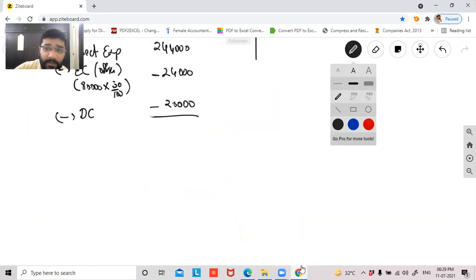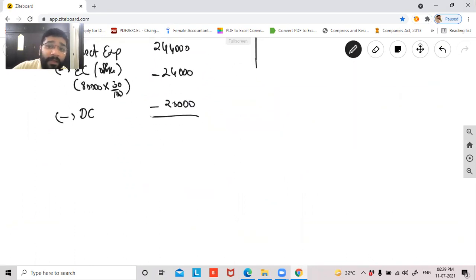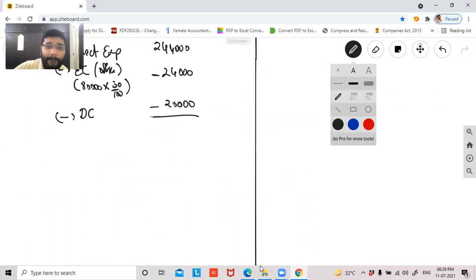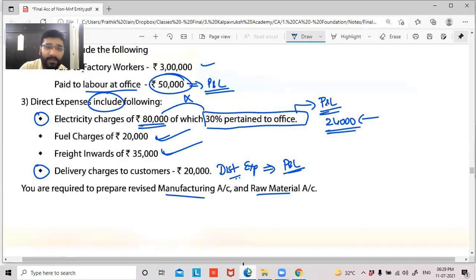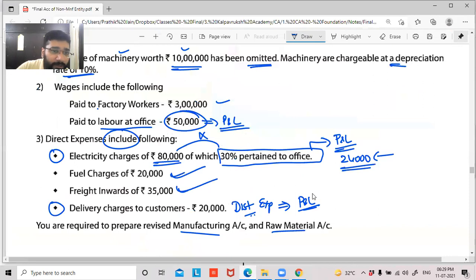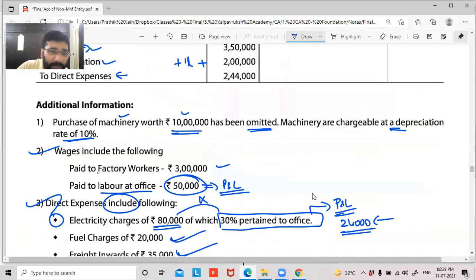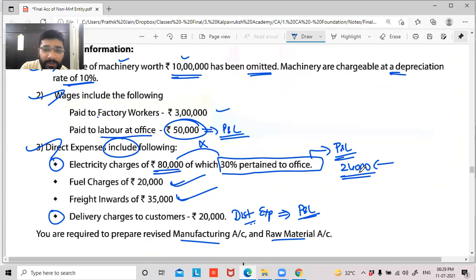Now tell me, guys, what is your net direct expenses, or the direct expense that is pertaining to the manufacturing account? How much is it? 2 lakh rupees. 24 plus 20 is 44. 244 minus 44 is 2 lakh rupees. 2 lakh rupees is my direct expenses. Done, guys. So I've taken care of this point, and this point, and this point, right? So all the three additional information is taken care of.